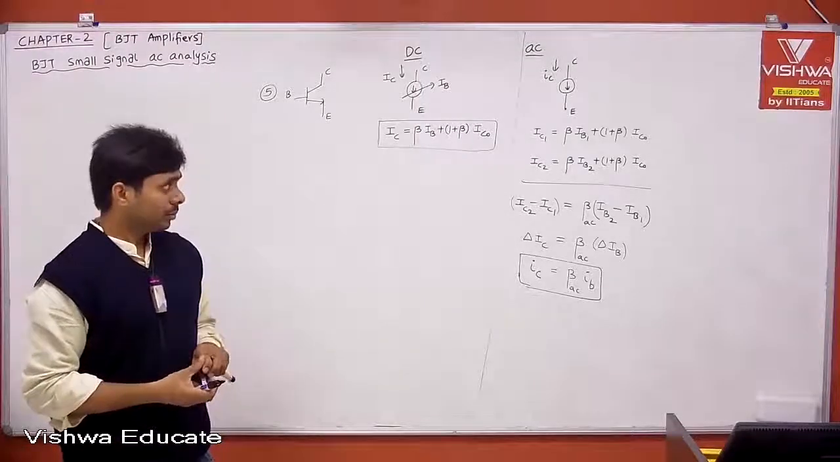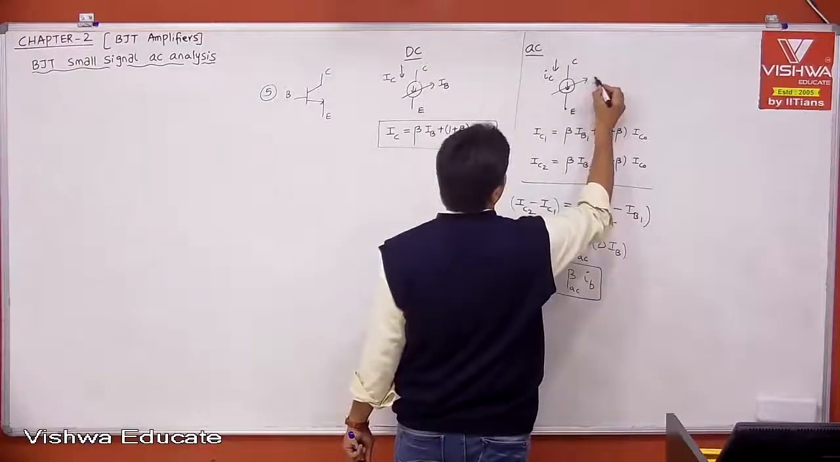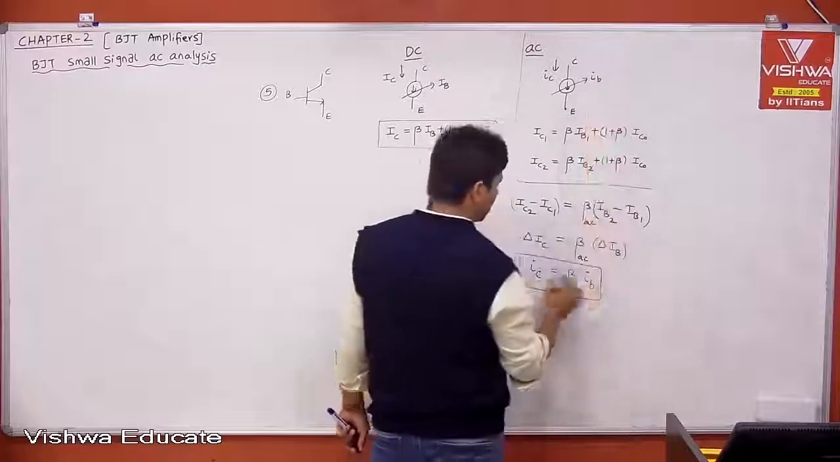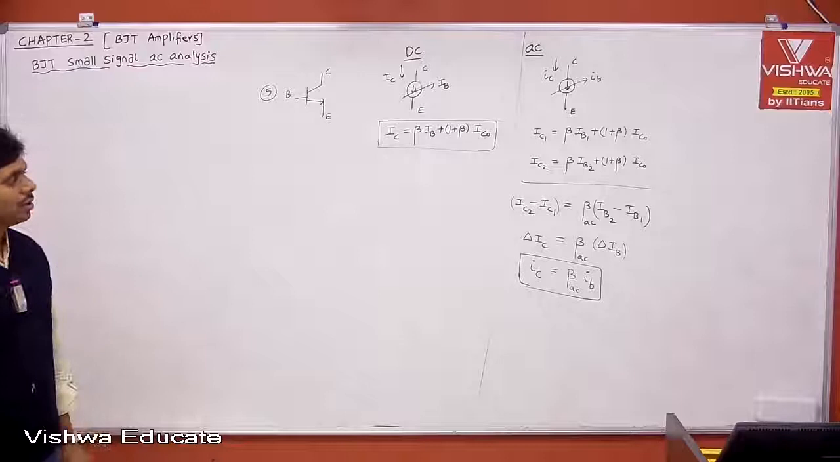That is the reason I have represented small ic, which is controlled by small ib. But what is that relation? Small ic is equal to beta into small ib. I hope everybody understood.